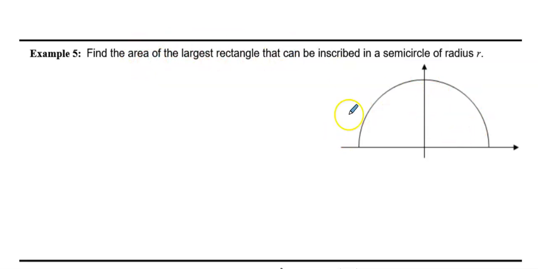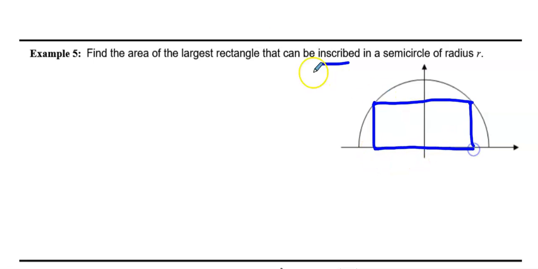So we're going to say that we have a semicircle of radius r, and it's going to ask us to find the area of the largest rectangle that can be inscribed, good old geometry word, in the semicircle of radius r. So inscribed basically means that the corners have to be touching the circle, and it's got to be inside of it. All right, so I'm looking for this right here. And so I'm looking for the area of the largest rectangle.